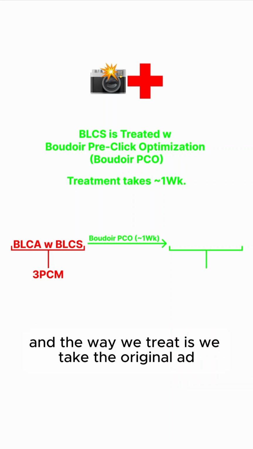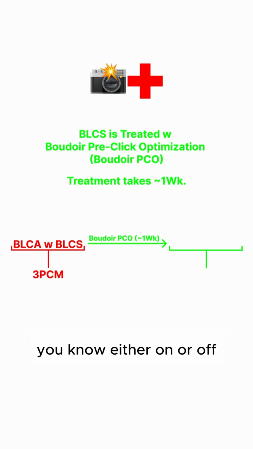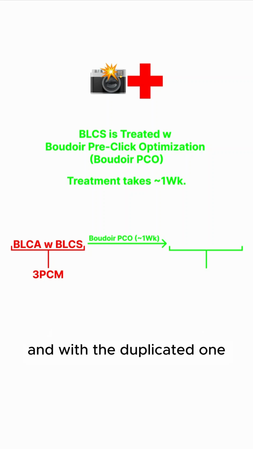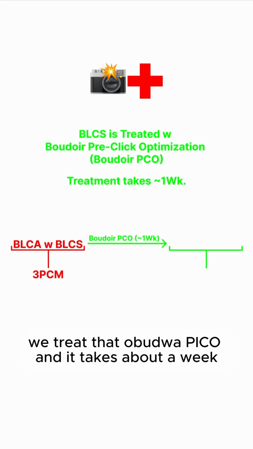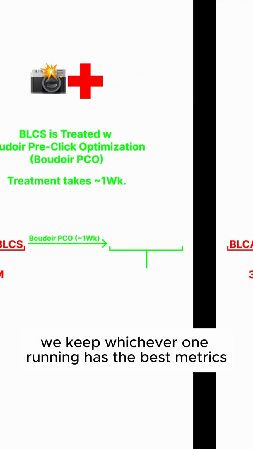And the way we treat is we take the original ad and duplicate it. We leave the original ad either on or off, whatever it was. With the duplicated one, we treat that with boudoir pico, and it takes about a week. And then at the end, we keep whichever one running has the best metrics.